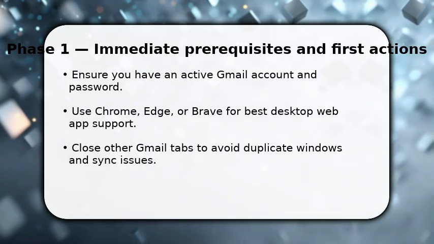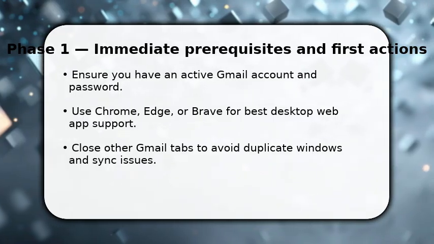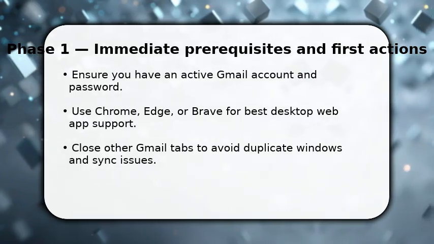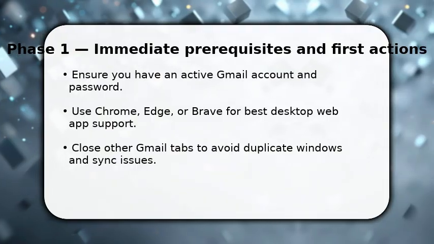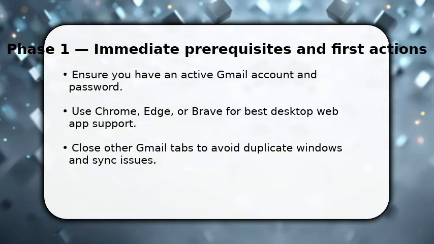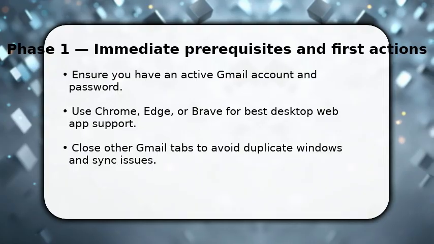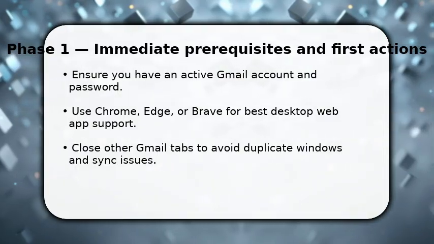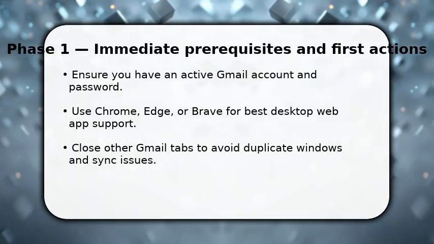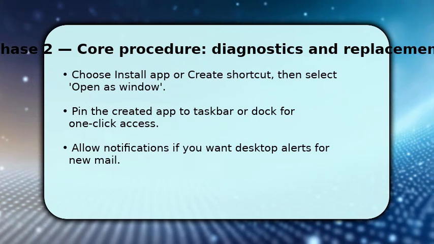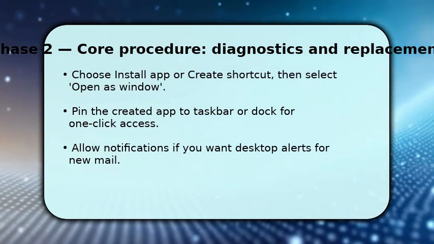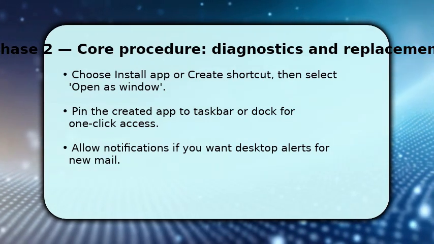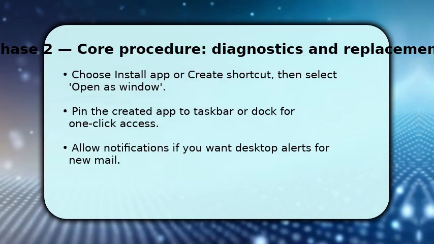If you use multiple profiles, pick the profile you want pinned to the desktop. Now, locate the browser menu or app install icon. This begins the conversion from web page to desktop app, and it's the first actionable move you'll take. Once you select Install App or Create Shortcut and choose Open as Window, the browser wraps Gmail into a standalone window. That's how the desktop feel is achieved.